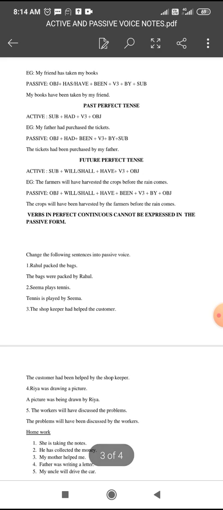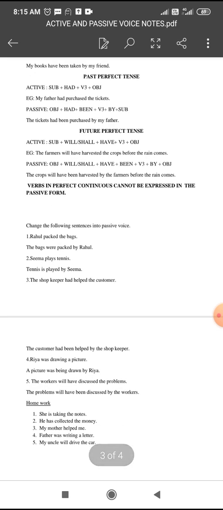Okay. Next is past perfect tense. In past perfect tense, you have to remember that in active form, subject will come first, then had will come, then V3 plus object. My father had purchased the tickets. Okay, so the passive construction will be object first, then had will remain as it is, then been will be there. That is, as I told you, in perfect there will be been plus V3 plus by plus subject. The tickets had been purchased by my father.